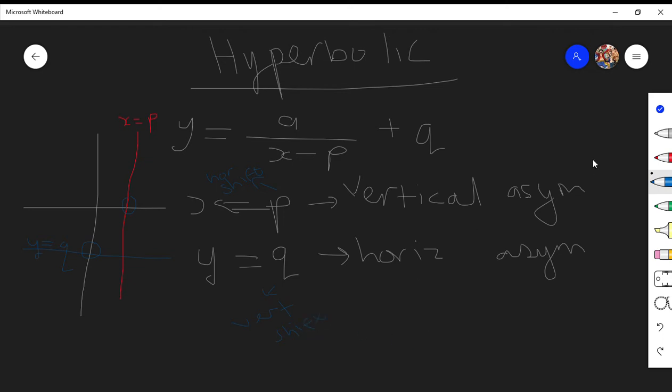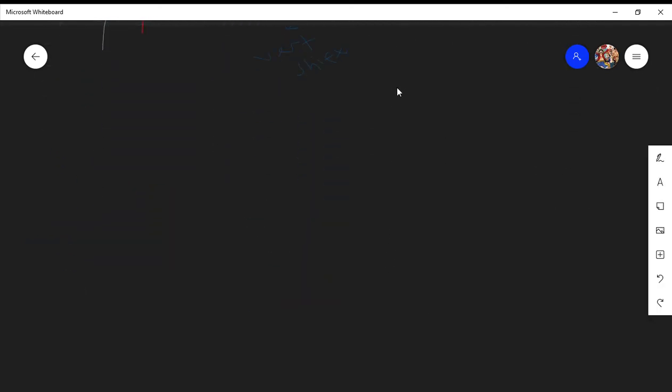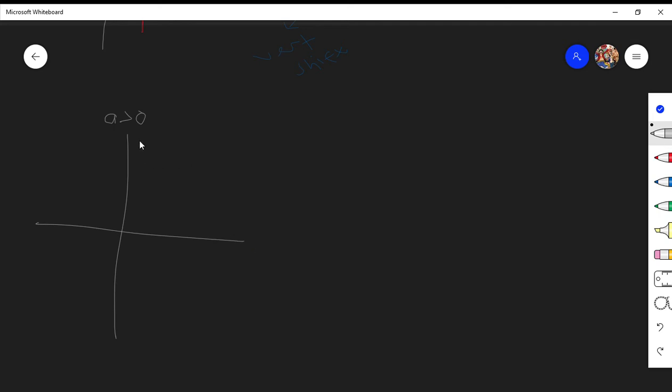Then besides asymptotes, we've got our range. But before we go to range, remember when a is greater than 0, our hyperbolic function would be like this in quadrant 1 and quadrant 3. When a is less than 0, our hyperbolic function will occupy the space in quadrant 2 and quadrant 4.